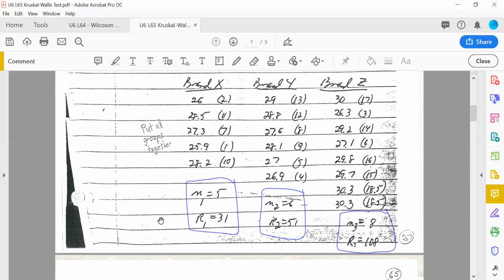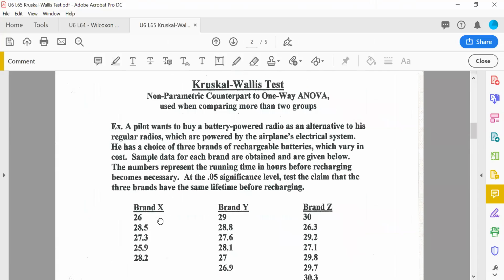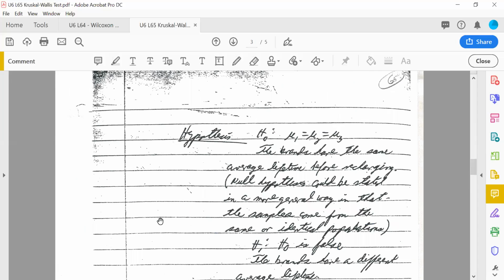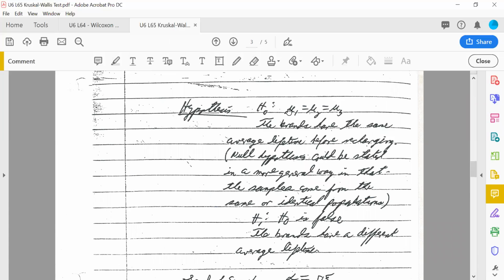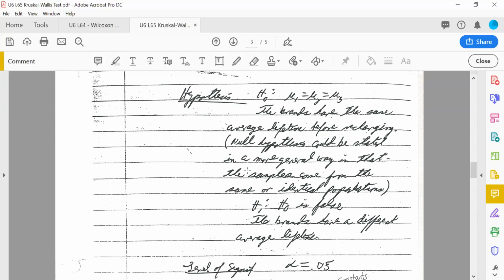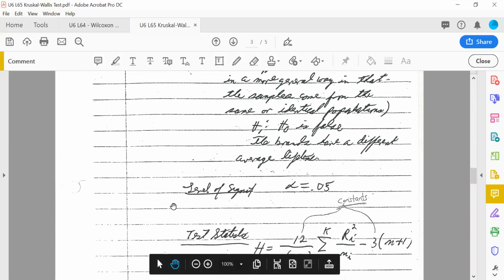Take your time ranking the data, in other words. All right, so the hypotheses. mu1 equals mu2 equals mu3. The brands all have the same average lifetime before recharging. And anytime you are comparing more than 2 groups, we always say as an alternative that simply H0 is false. The brands have different average lifetimes.